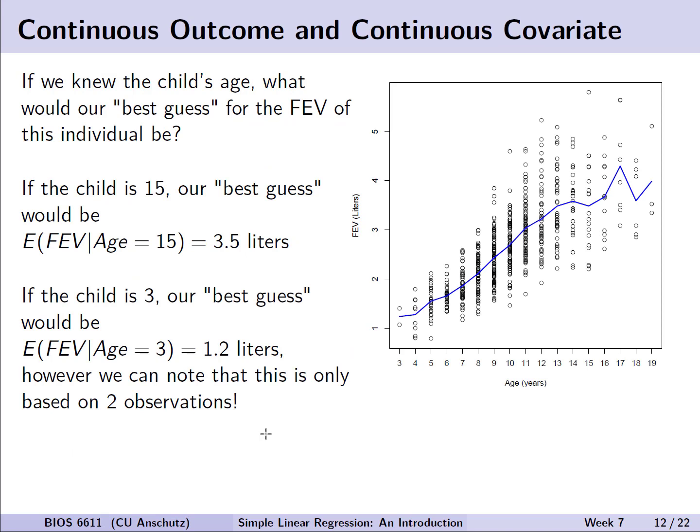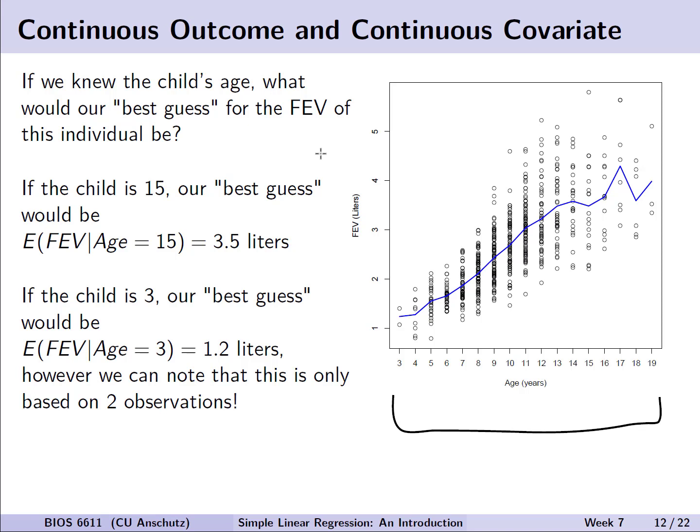However, what could we do if we have a continuous outcome but also a continuous covariate as a predictor? For example, if we knew the child's age, what would be our best guess for the FEV of each individual? And again, we can describe a similar pattern that we saw before, just with more categories than smoker and non-smoker. For example, we see our scatter plot over here is now plotting people based on their age and their recorded FEV, and we do see some sort of general trend taking place.